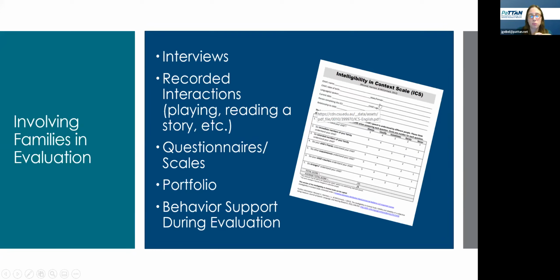Portfolio, behavior support. So another way of getting your families involved is, you know, kind of talking to them about how they can support their child during an evaluation, or having them sit with their child during a virtual evaluation. That's very important.